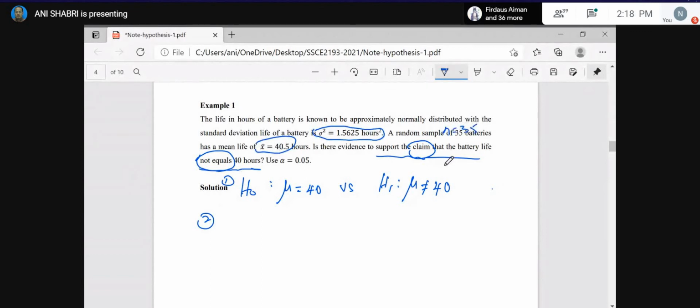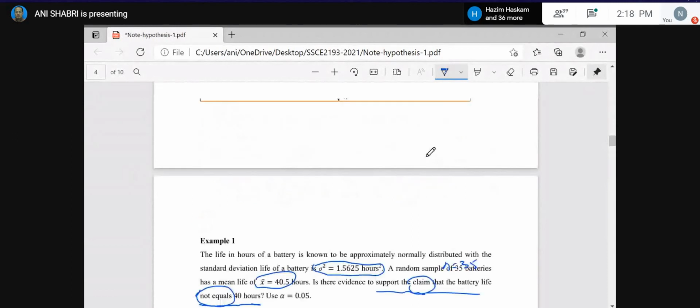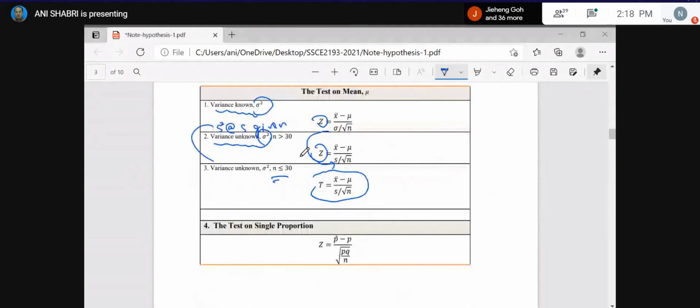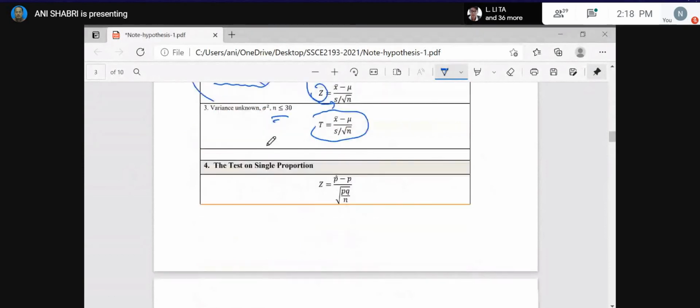Number 1. Why number 1? Because the variance is given. We must use formula number 1 because the population variance is given. Z is equal to X bar minus mu, divided by sigma divided by square root of n.